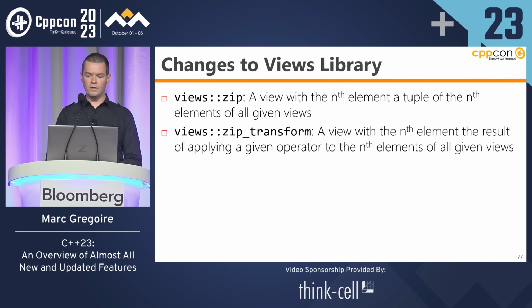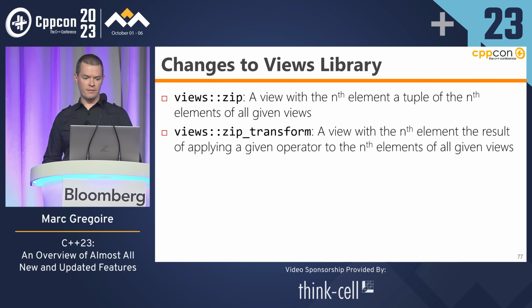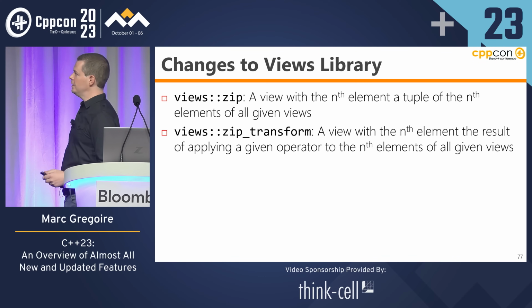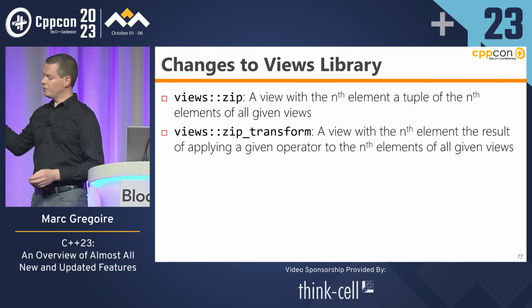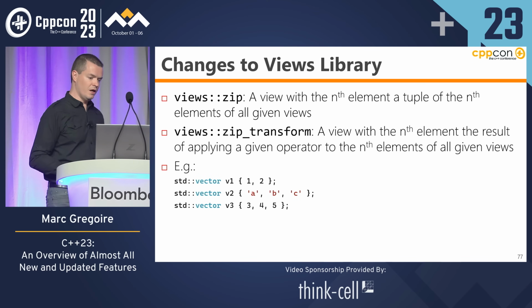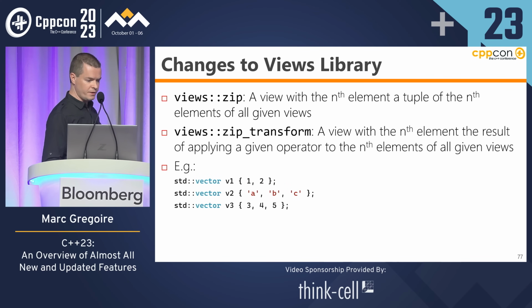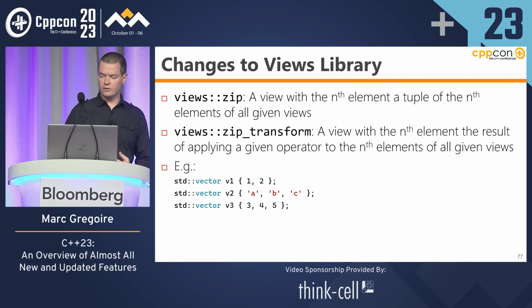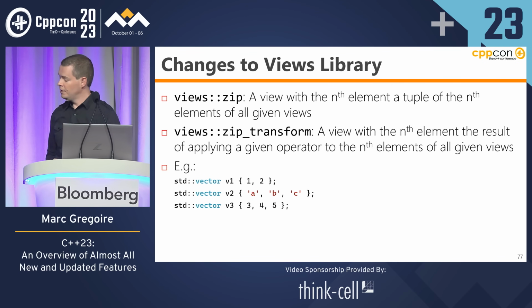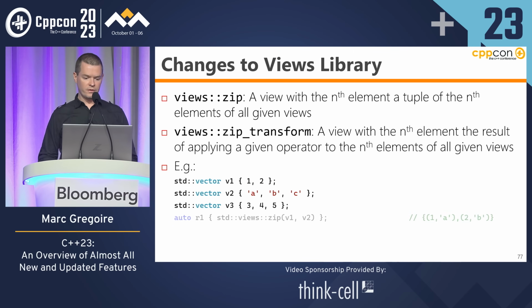The views library has lots of new functionality. The first two are zip and zip transform. I'm not going to read the definition, it's easier to have a look at an example. I have three vectors here. v1 is a vector of integers, v2 a vector of characters, and v3 another vector of integers.